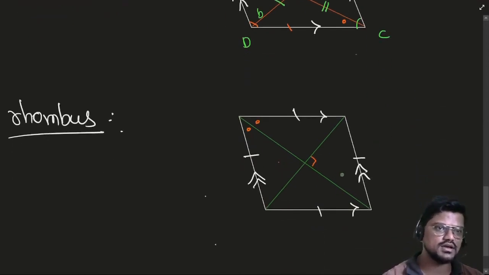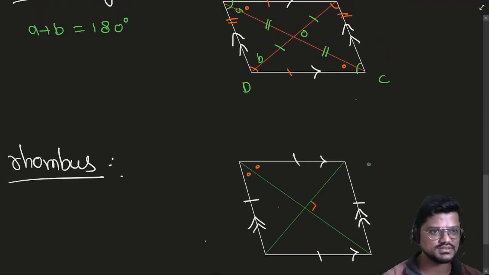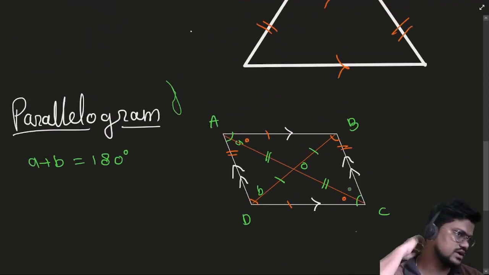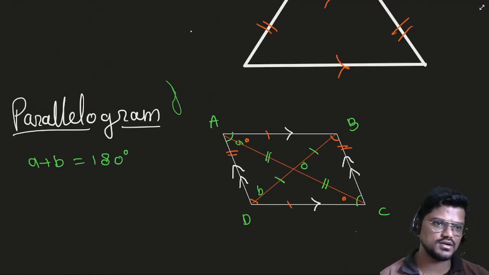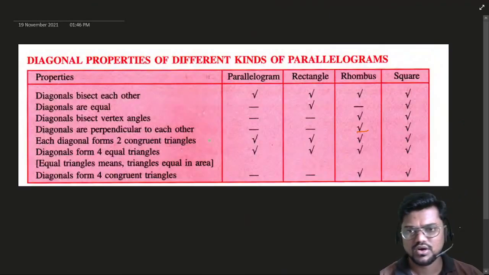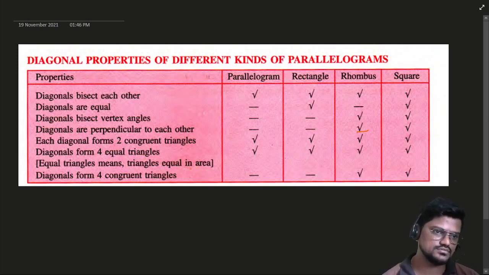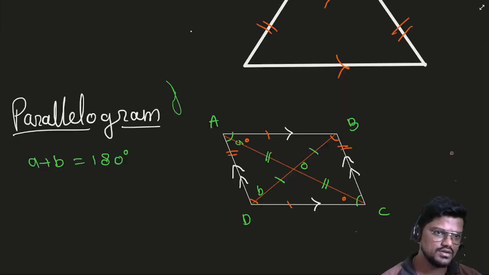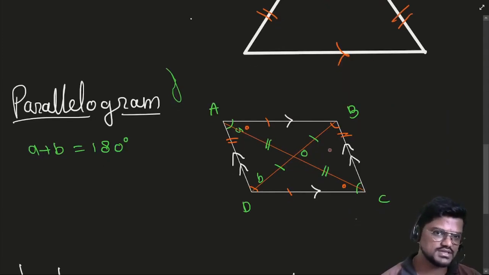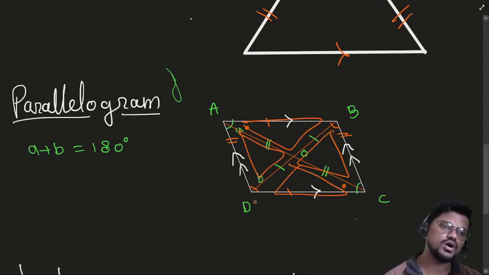It is in square. In rhombus it is. But not in rectangle, not in parallelogram. The adjacent triangles will not be congruent. Okay. After that, what they have said, diagonal forms four equal triangles. Equal triangle means triangle equal in area. Over here, the area of this triangle, the area of this triangle, the area of this triangle, and the area of this triangle, all of them will be equal.